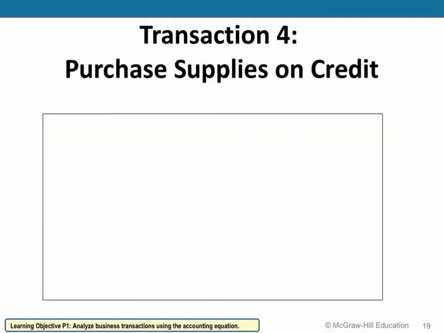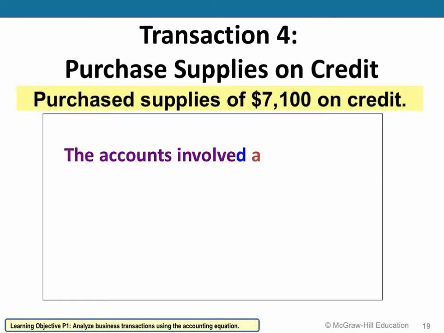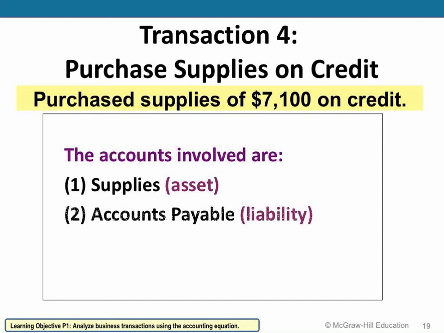So the fourth transaction we have here is going to be a purchase of supplies on credit. So here we are going to involve both sides of that equation. We're going to have a purchase of supplies that's going to increase that asset, increase supplies. And because we're essentially borrowing from the supplier, we're not paying the supplier right away by putting it on credit, we're going to increase liability, and we're going to call that account here accounts payable. So we're going to have an increase on the left-hand side of the equation and an increase on the right-hand side of the equation under liability.